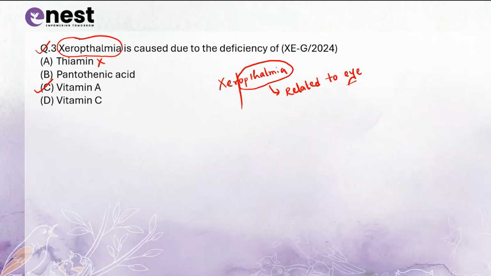So no thiamine, no pantothenic acid, no vitamin C. So xerophthalmia, an eye disease, is caused due to deficiency of vitamin A, that is retinol. So for this question, the correct option is option C.